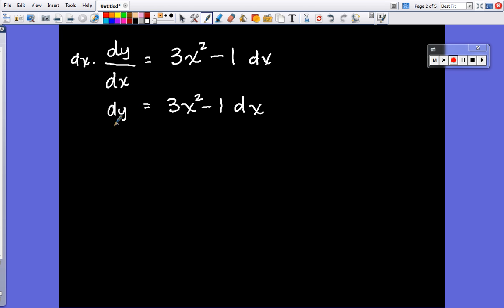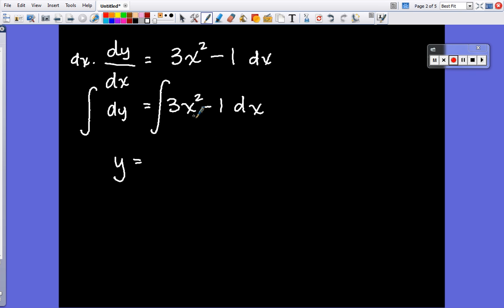Now, in order to get rid of the dy, we have to take the antiderivative of both sides. Remember our integral symbol, our anti-differentiation symbol? When I take the antiderivative of dy, I get y. And take a moment and see if you can find the antiderivative of this all by yourself from what we've learned in our previous videos and in class.